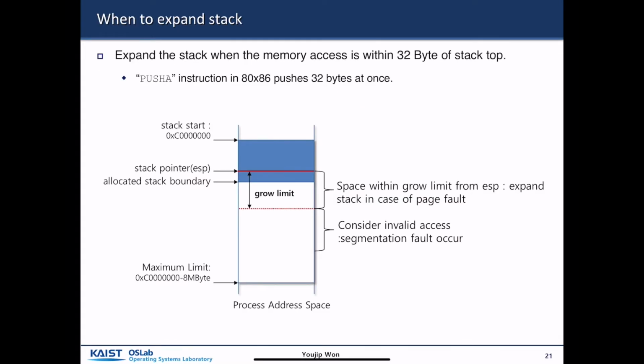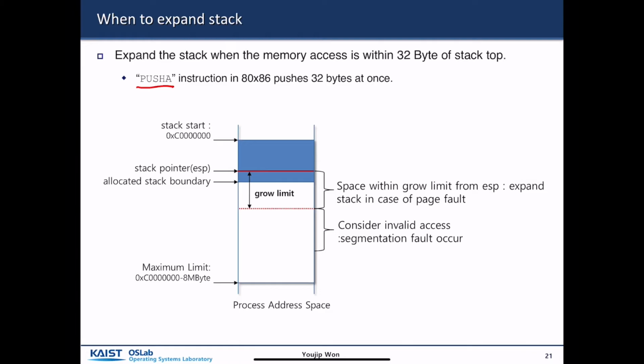We'd like to explain the condition on when to expand the stack. Expand the stack when the memory access is within 32 bytes of the stack top. The push instruction in x86 architecture pushes 32 bytes at once. So for a legitimate stack access, if the application generates a stack access within 32 bytes of the stack top, then the operating system can consider it a legitimate and legal access.